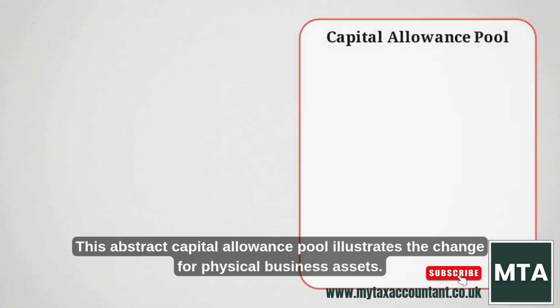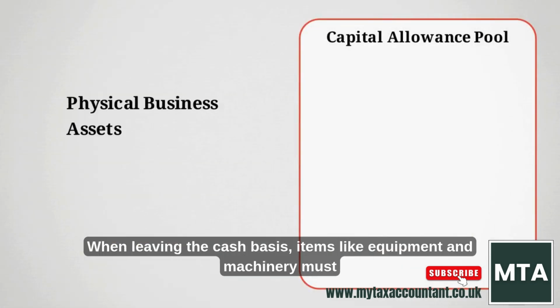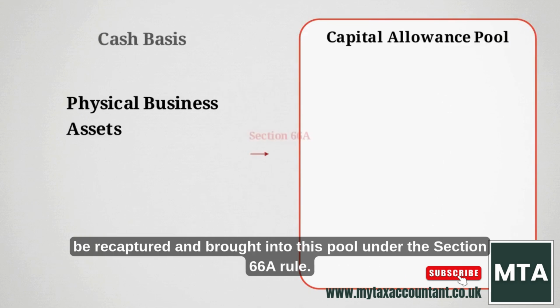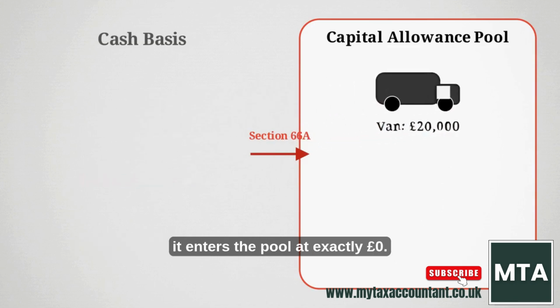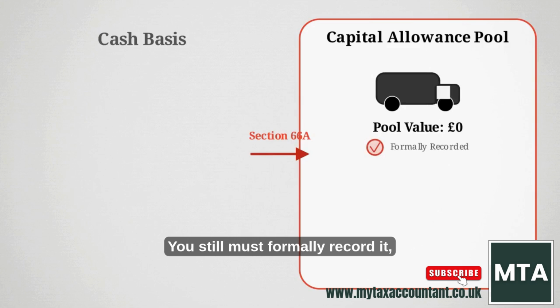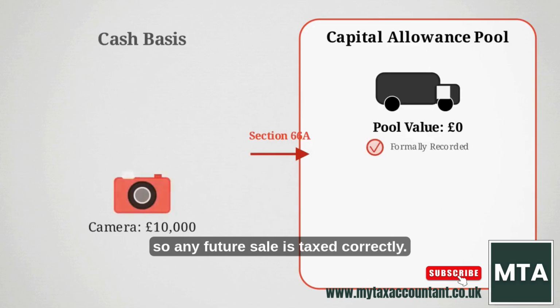This abstract capital allowance pool illustrates the change for physical business assets. When leaving the cash basis, items like equipment and machinery must be recaptured and brought into this pool under the Section 66A rule. If you bought a £20,000 van and wrote off the entire cost under the cash basis, it enters the pool at exactly £0. You still must formally record it, so any future sale is taxed correctly.